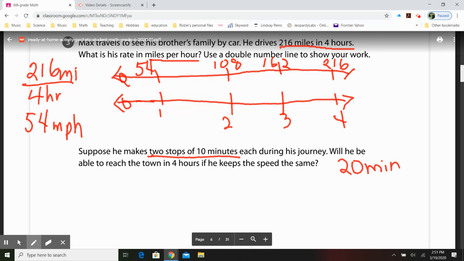So no, he can't do that unless he increases his speed or just adds 20 minutes to his time. So it would be 4 hours and 20 minutes to get the same distance. But no, he cannot do that at the same speed because it takes all of the 4 hours to go the 216 miles. So no. And like I said, he would either need to increase his speed or add 20 minutes to his total time and be 20 minutes late.